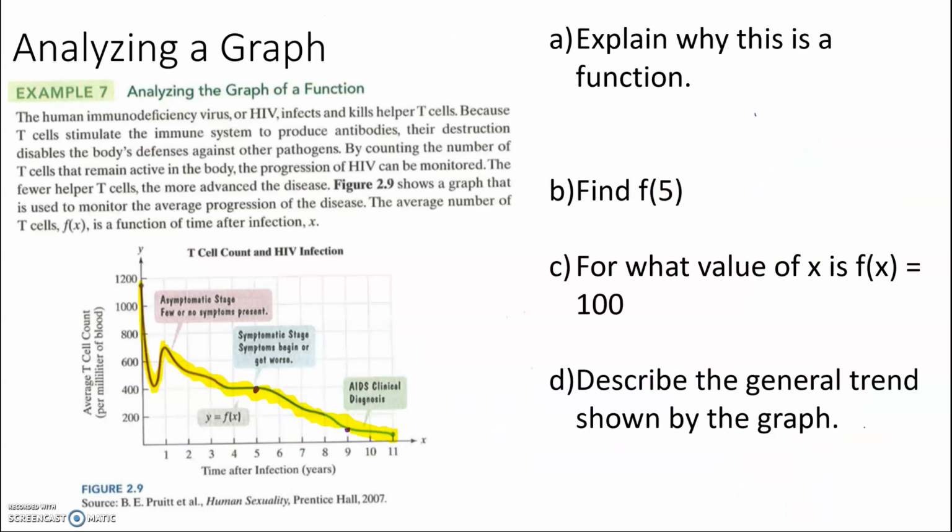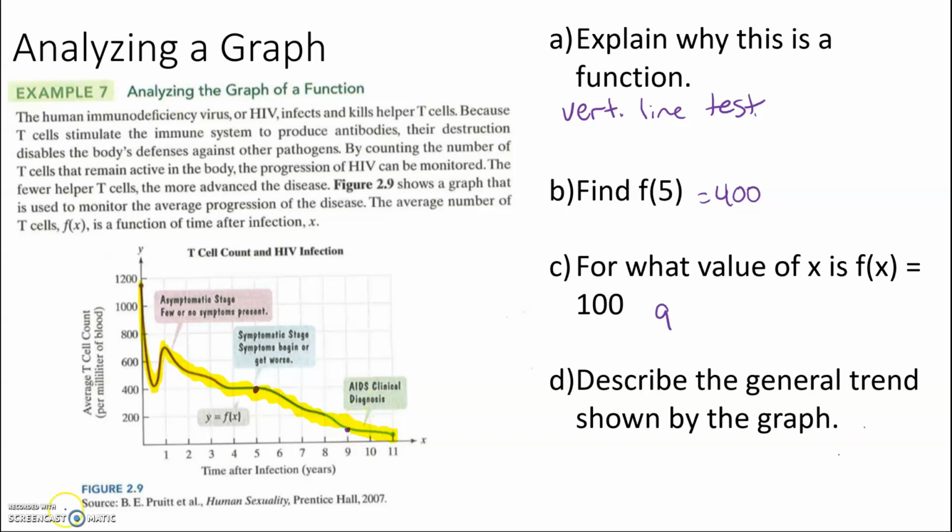Looking here, we're analyzing a graph about HIV infection and what it does to your T cell counts. So here, explain why this is a function. Vertical line test. All right, vertical line test, it passes. It's only going to hit once. F of 5, so go to 5. It looks like we're right at 400. What value of x is f of x 100? So 100, it looks like we're sitting at 9.